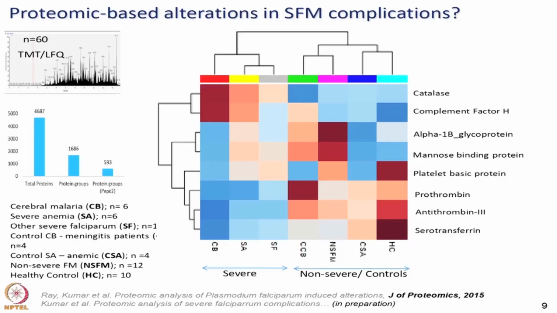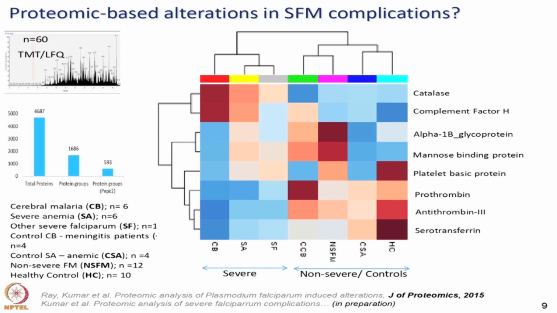In this slide we selected patients from cerebral malaria, severe anemia, and other types of severe falciparum. When we do these kinds of proteomic studies or clinical studies, choosing the right control becomes very crucial and of course challenging as well. So, in this case for the anemic population we chose a control for severe anemia. We also chose various types of non-severe falciparum patients.